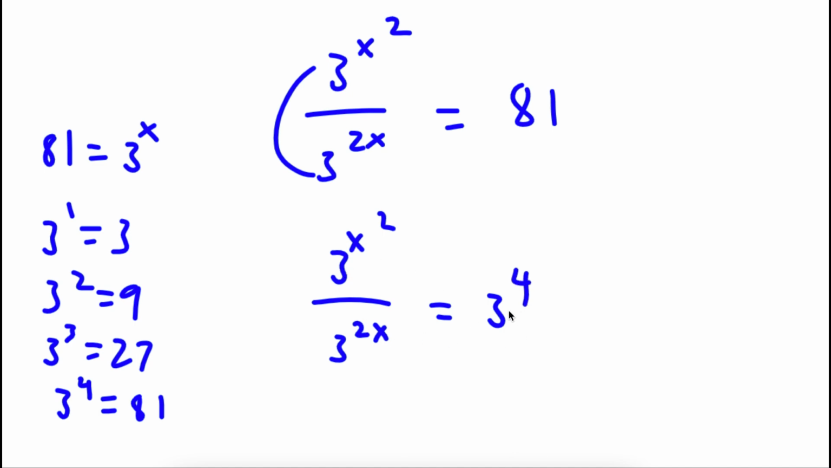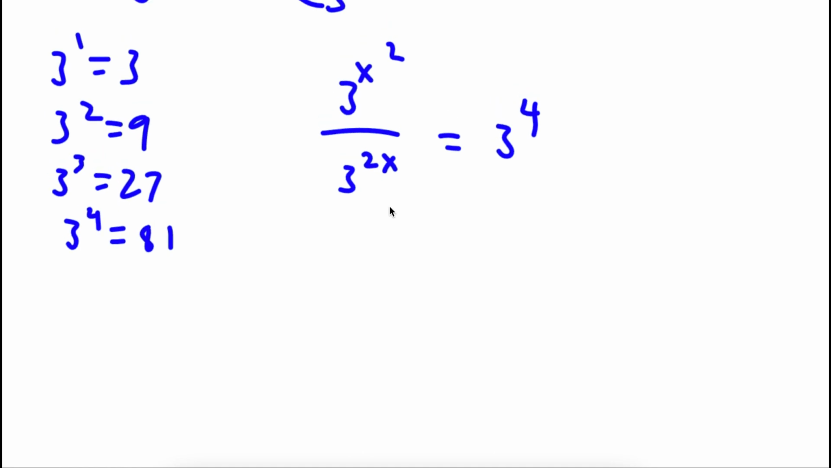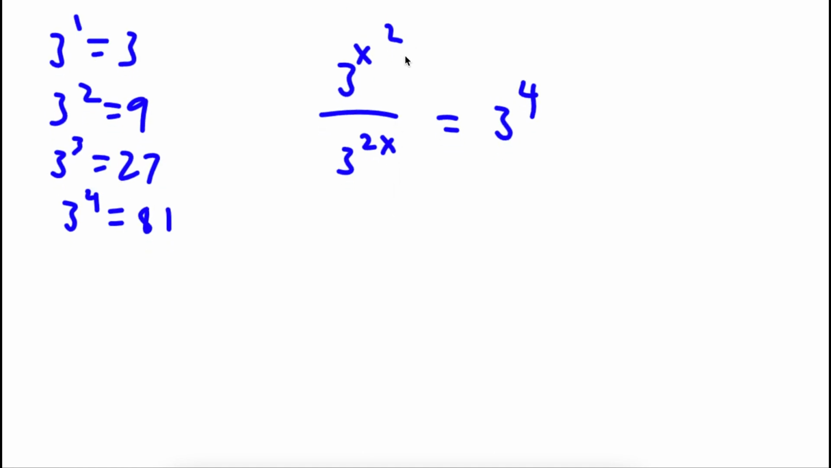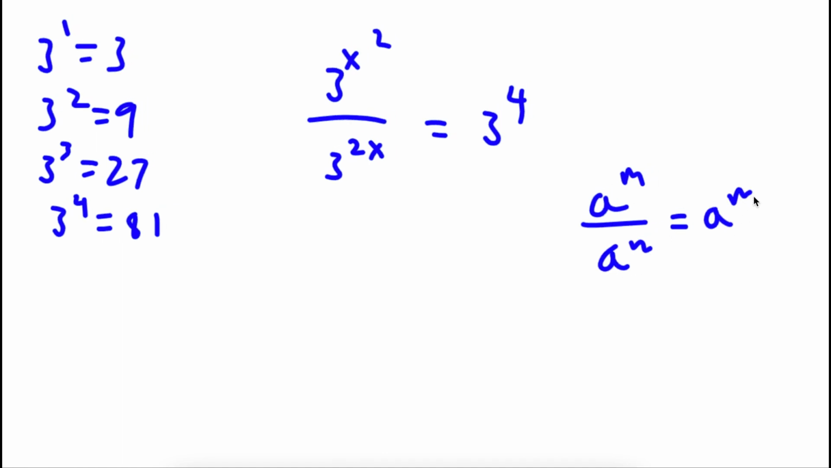And now all our terms have a base of 3. So now this is pretty simple to solve. First off, if I have something in the form a to the power of m over a to the power of n, this is equal to a to the power of m minus n. So 3 to the power of x squared over 3 to the power of 2x is going to equal 3 to the power of x squared minus 2x. Now this is equal to 3 to the power of 4.